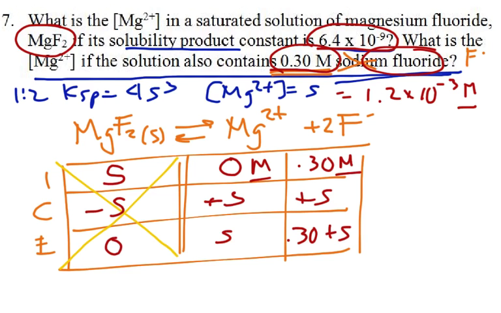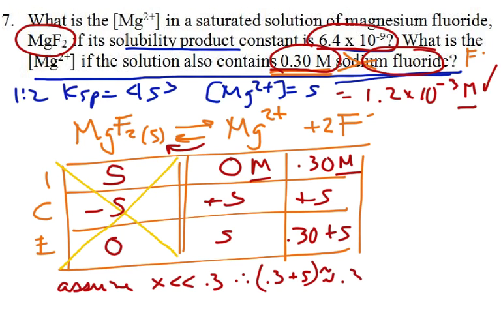Now the situation is S's, we know, are not very big. In this case here it was 1.2 times 10 to the minus 3 if we tried to dissolve magnesium fluoride in pure water. But if we try to dissolve that in something that's got fluorides already, that is going to shift the equilibrium back to the left, which means our S is going to be even smaller than it was before. So we can make the assumption that S is much smaller than 0.3. Therefore, 0.3 plus S is really going to be about the same as 0.3.